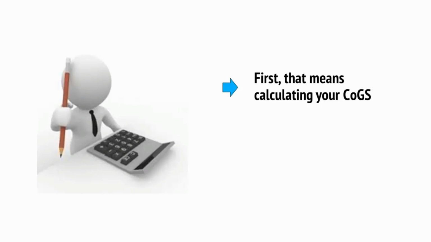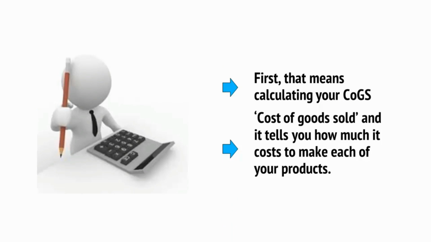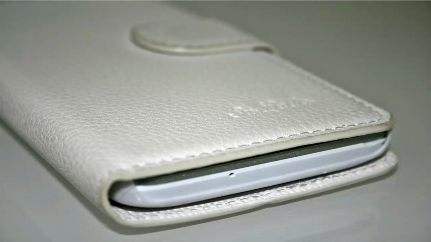First, that means calculating your COGS, that is, cost of goods sold, and it tells you how much it costs you to make each of your products. Now, let's say that you sell phone cases. This will mean paying for the materials, the manufacturing, the delivery, and the storage. Then you have to subtract these overheads from the amount you charge for each item. What you're left with is your profit margin.